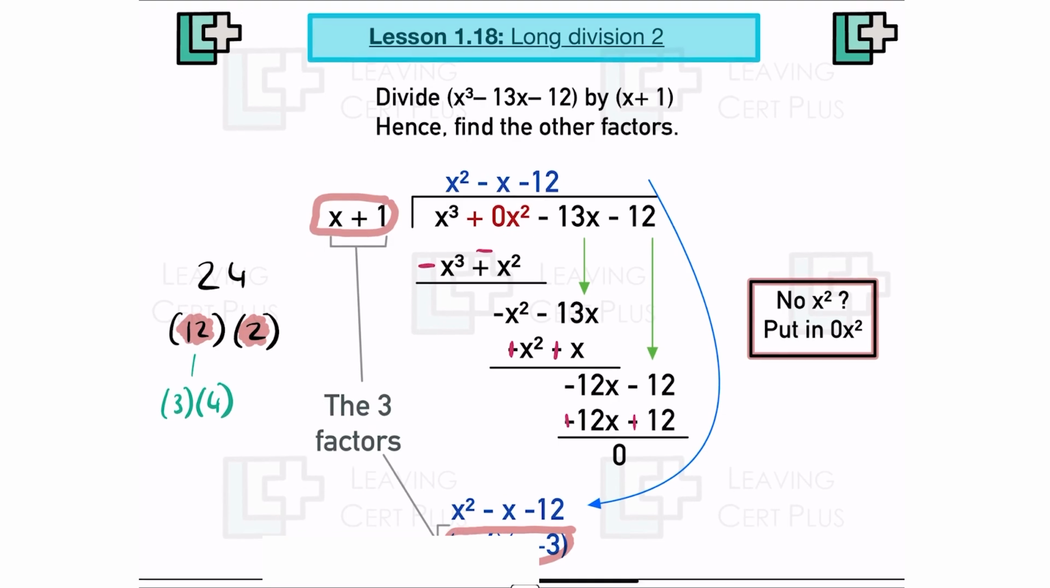Key take homes: if you're not given an x squared, put in an x squared, so it's 0x squared, into your cubic function. Then if they ask you to fully factorize, which we're going to see a lot in our cubic questions, you just have to factorize this quadratic you got on top.